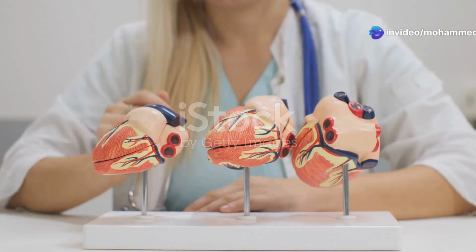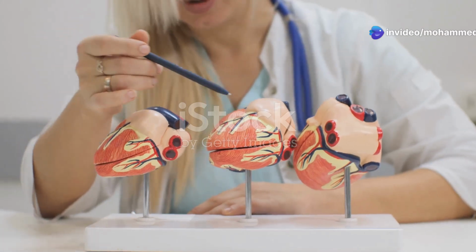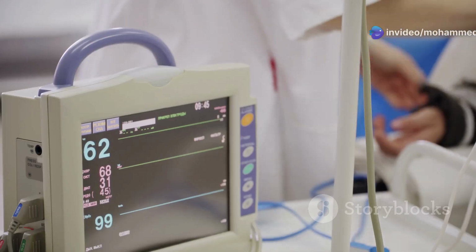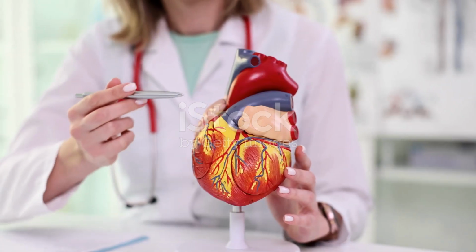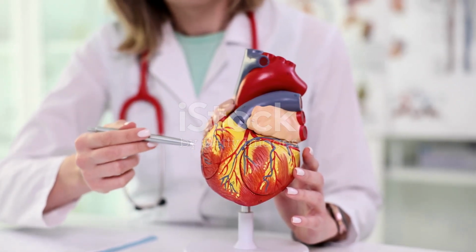The heart is a muscular organ divided into 4 chambers, 2 atria and 2 ventricles. The electrical system coordinates the contraction of these chambers. The signal originates in the sinoatrial node, the heart's natural pacemaker.